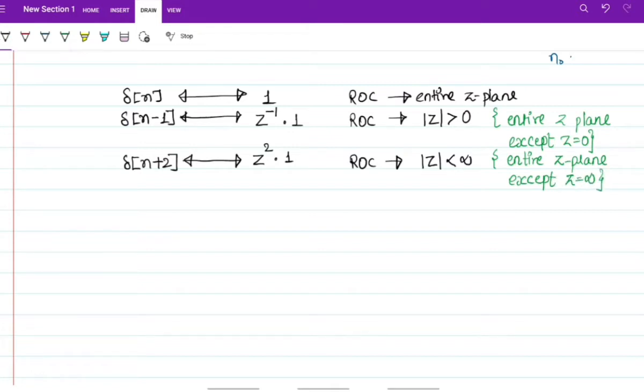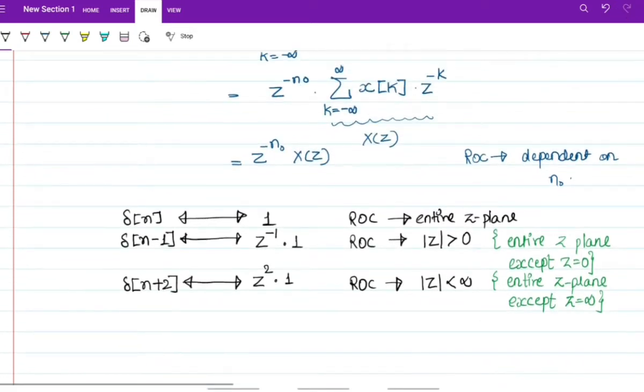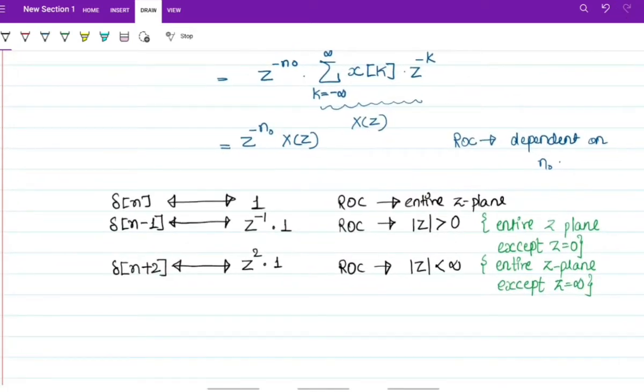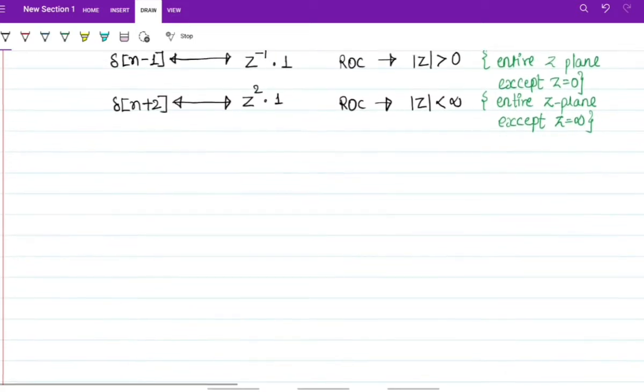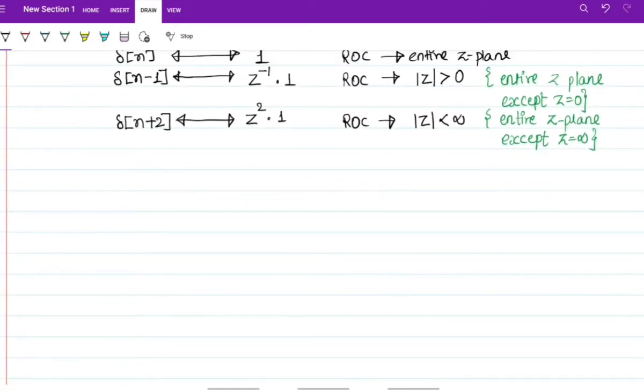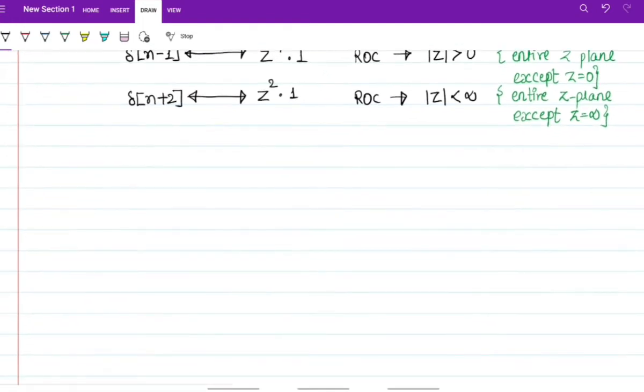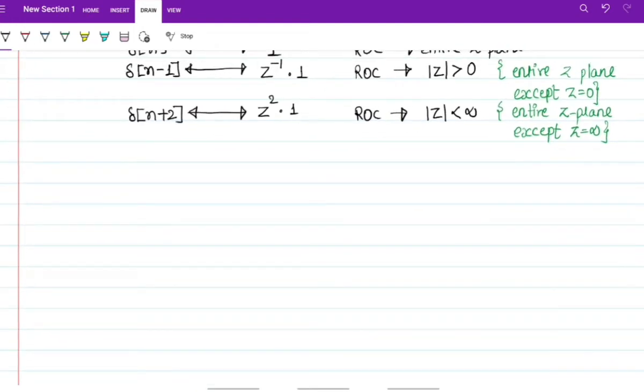Okay, so I guess this makes sense to you, that the ROC for time shifting depends upon n naught. If it is minus n naught, then you can say that the z transformation is the entire z plane except z is equal to 0. If it is plus n naught, then you can say that the z transformation is the entire z plane except z is equal to infinity.